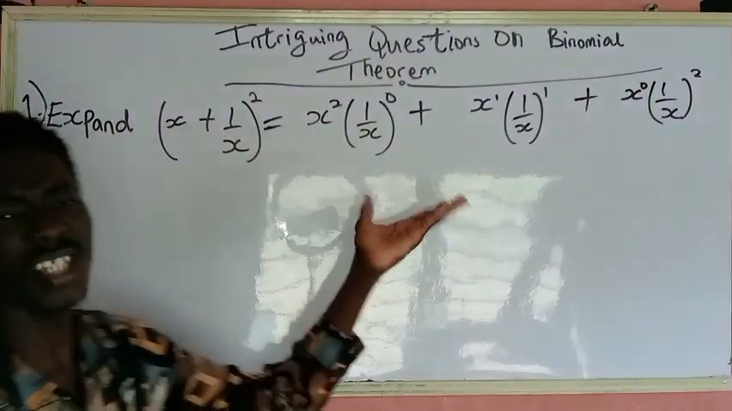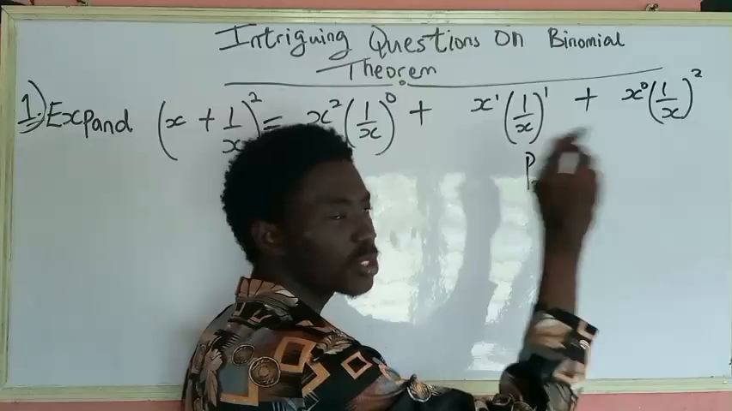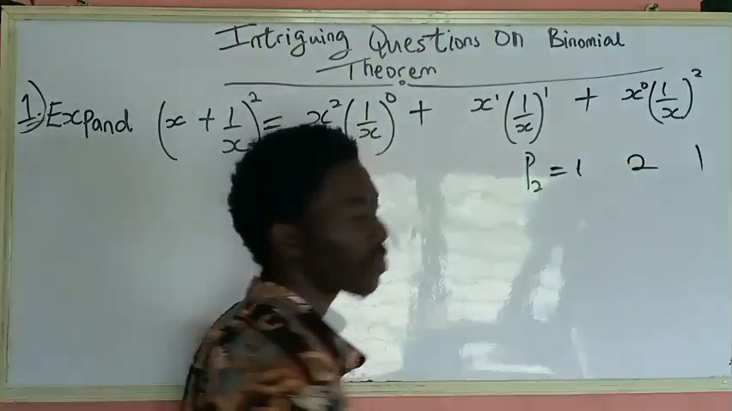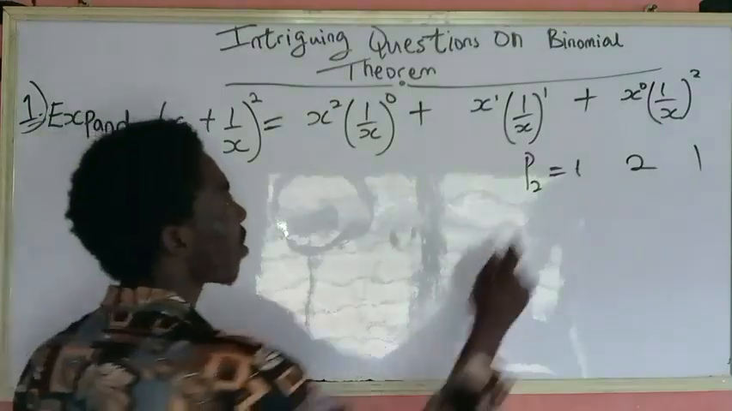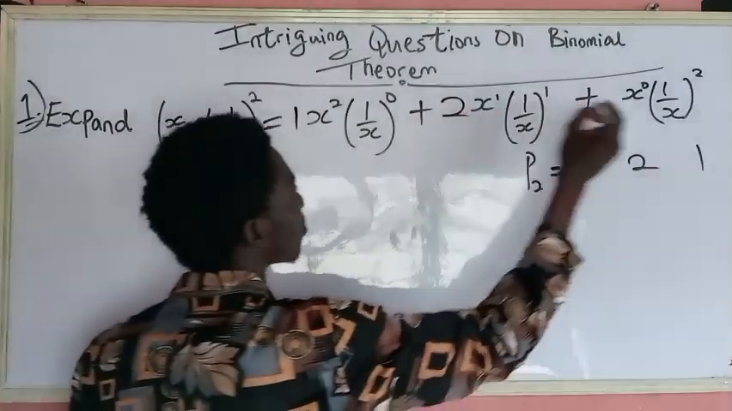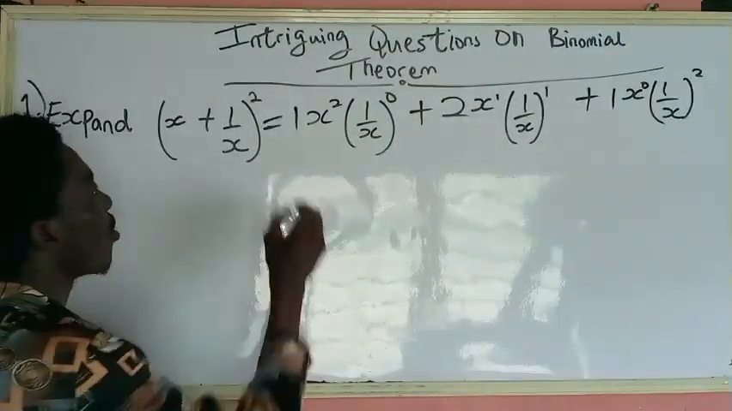But now what will be the coefficient of this here? By using my Pascal triangle, I have P2. P2 is what? P2 is 1, 2, and 1. I have a 1, I have a 2 here, and I have a 1 here. Can you see that?